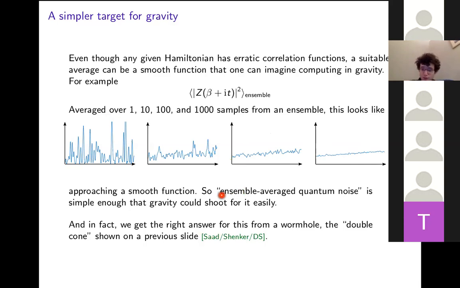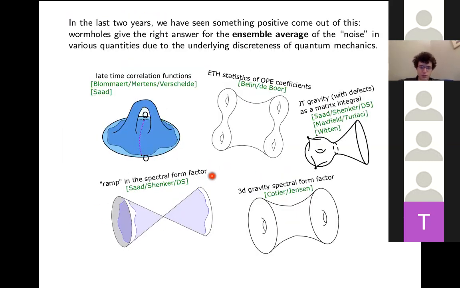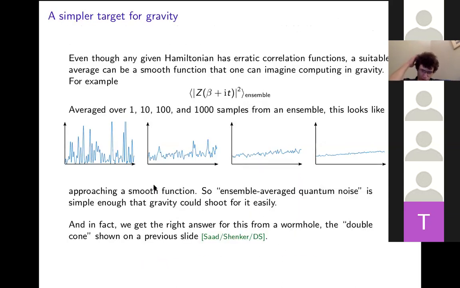So somehow the lesson of this is that ensemble averaged quantum noise is simple, and simple enough that gravity certainly stands a chance of describing it. And in fact, you do get this simple answer. You get the right answer from a wormhole. That's this wormhole here. So this is what I mean when I say that the wormholes are giving the right answer to something.